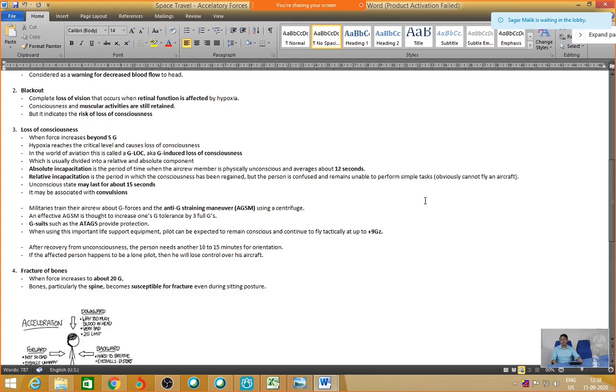Above 5G the person may go unconscious, so they don't even try to go for 5G. That is the maximum human capacity. That means the human capacity is around 3G. If you are trained properly in an AGSM device, an anti-gravity straining maneuver device, you can train your body to sustain around 3G of pull.